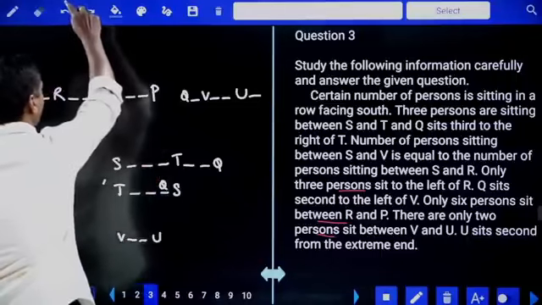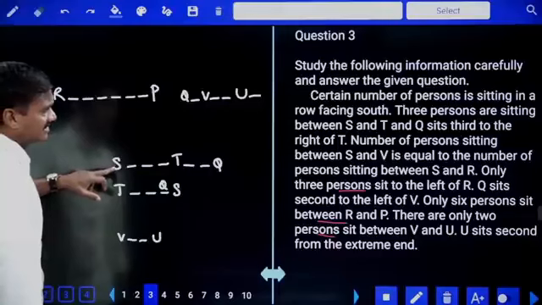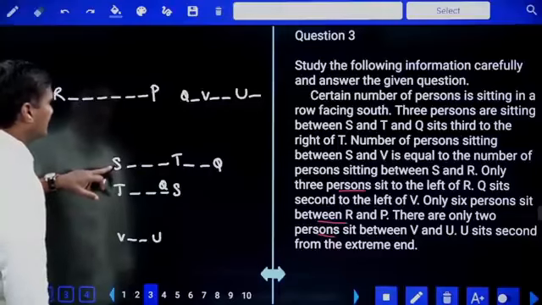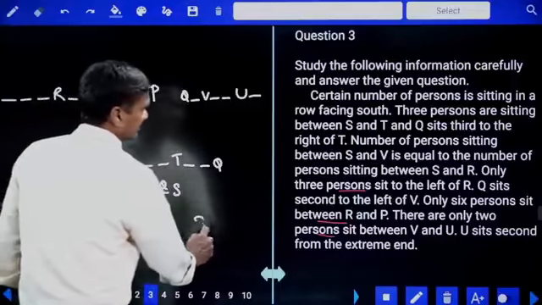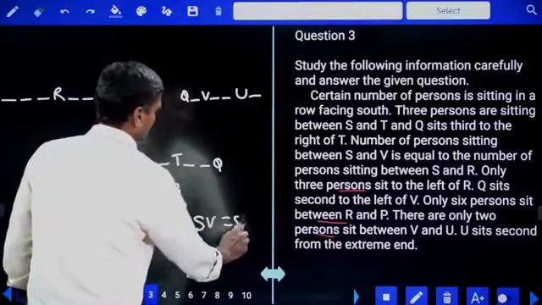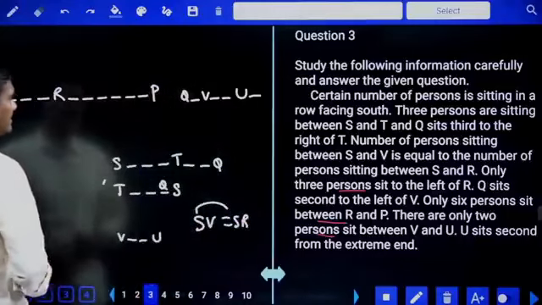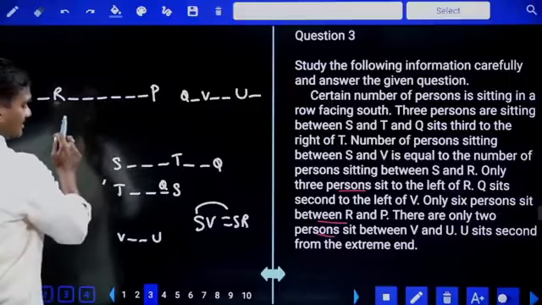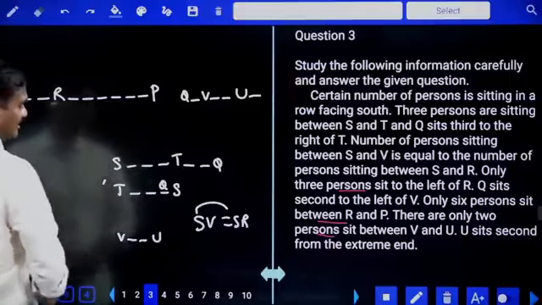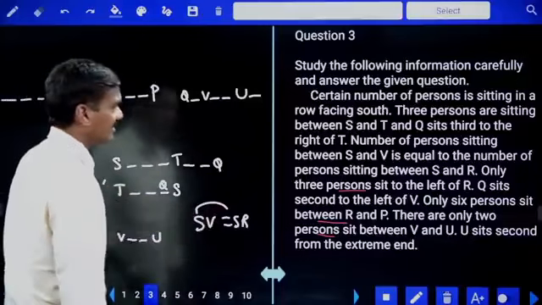Okay. Now S. Number of persons between S and V equals the number of persons between S and R. Between S and V, however many persons there are, the same number between S and R. That means this S must be exactly between V and R. S is exactly between V and R, that means S must be somewhere here, isn't it?